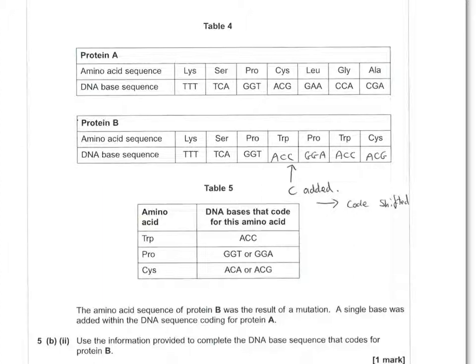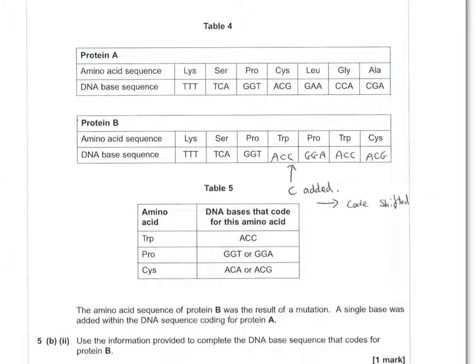So we added a C here. Where we had GAA before, we've now got that GAA here. Where we had the CCA before, we've now got that CCA here. And you can see the CGA, we've got the CG, and actually the next base along will be an A. So we've had a frame shift, the base has moved one along in that direction.